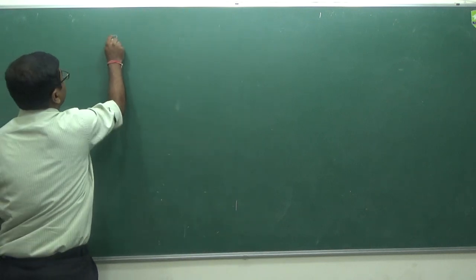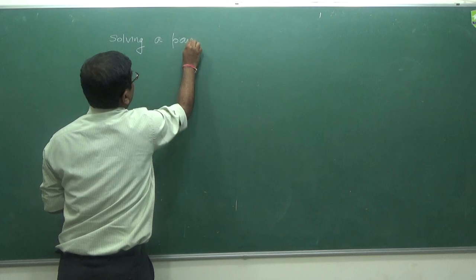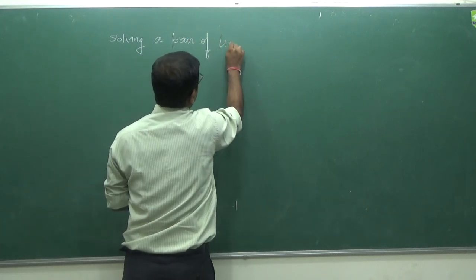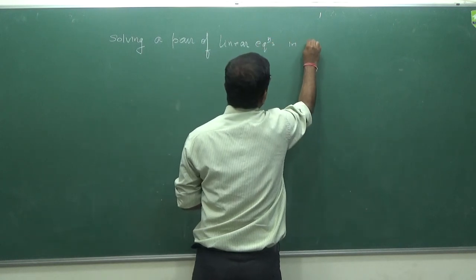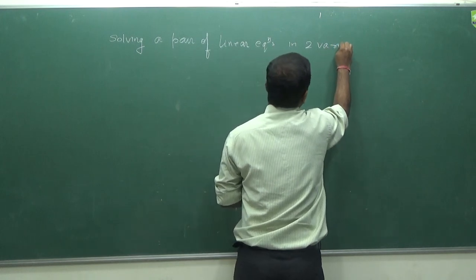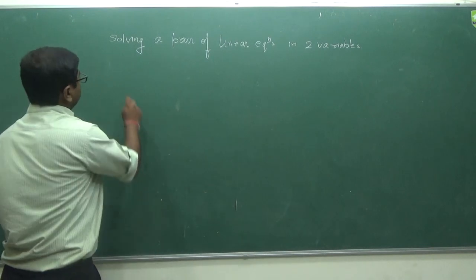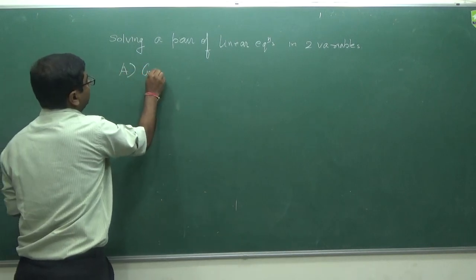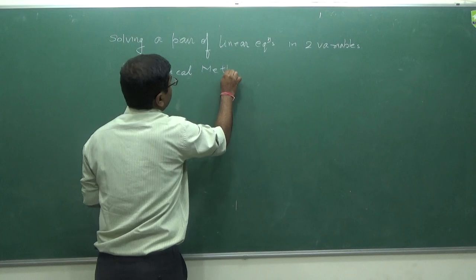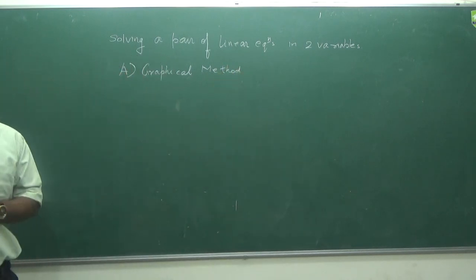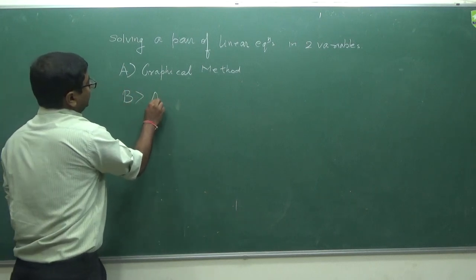So, solving a pair of linear equations in two variables. Okay? What are the methods? A is called the graphical method. There's a method to solve a pair of linear equations using graphs, and then B is the algebraic method.